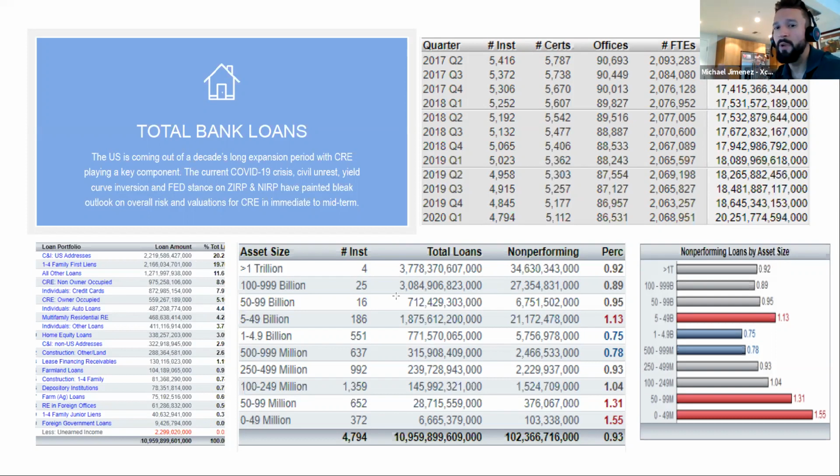Asset size, which banks have what and how are they performing, right? You see the 4 large banks obviously dominate the entire field, which reflects the massive consolidation of banks over the past few decades. And non-performing, they are doing great, 0.92. You want 1% or less as optimal. 2% is pretty normal. Once you get over 1 and 2%, that's when you're like, okay, something's going on.